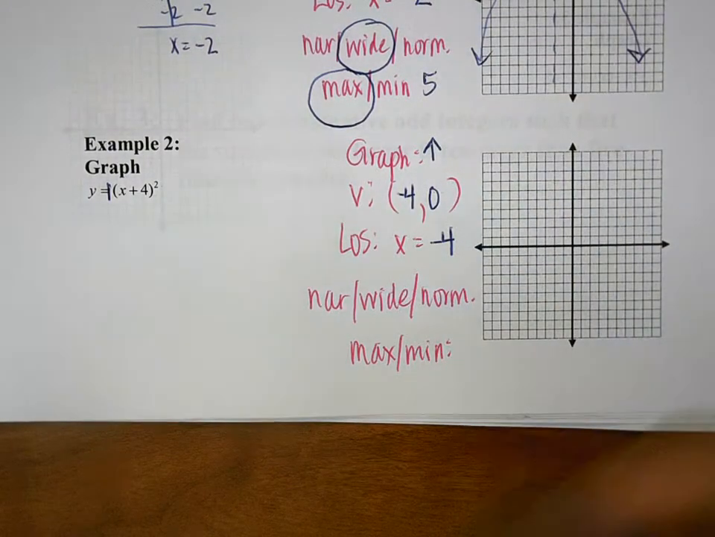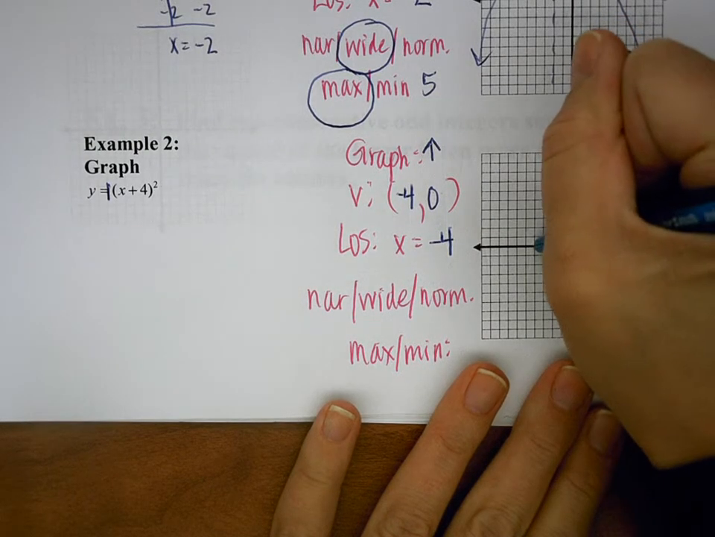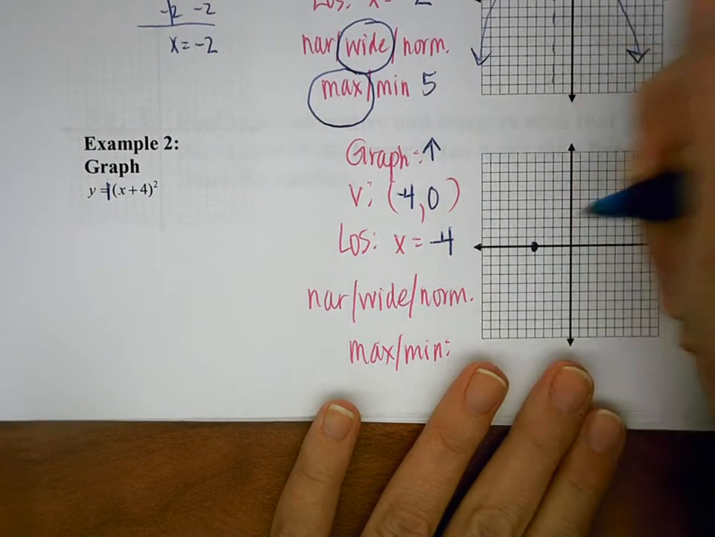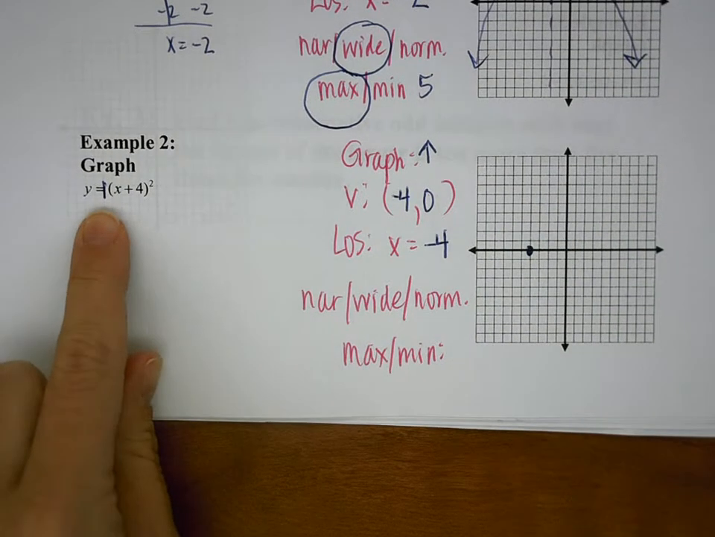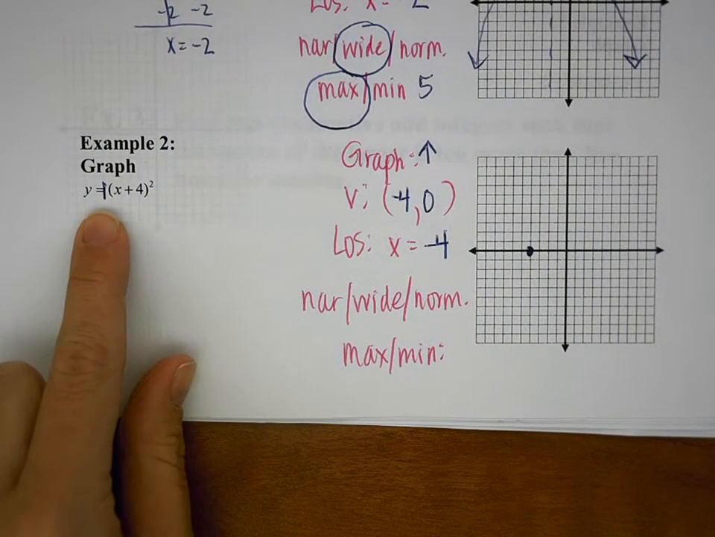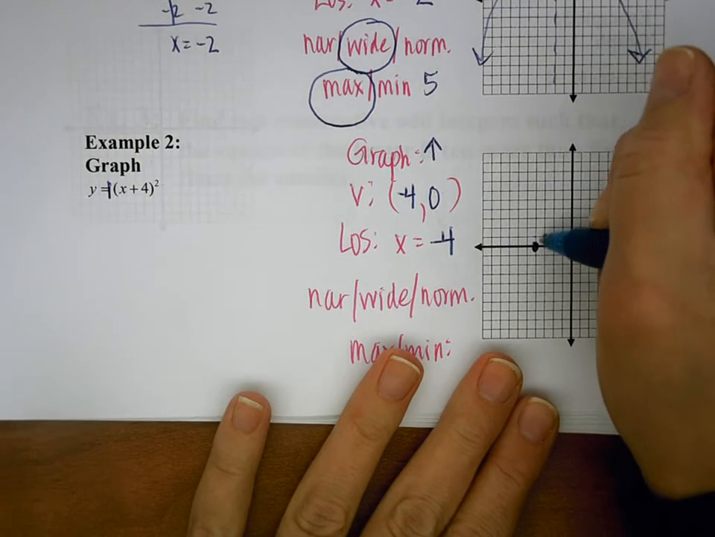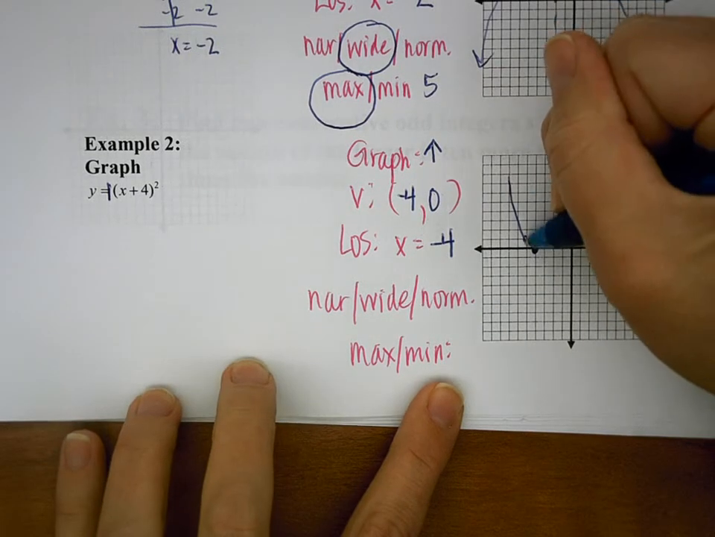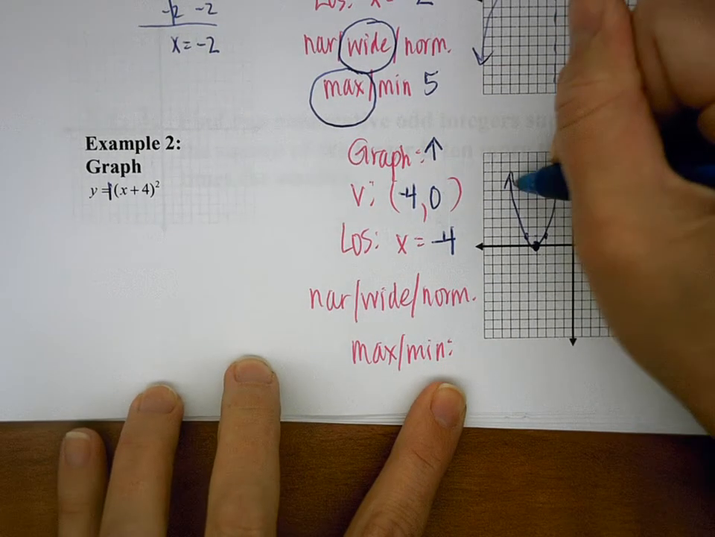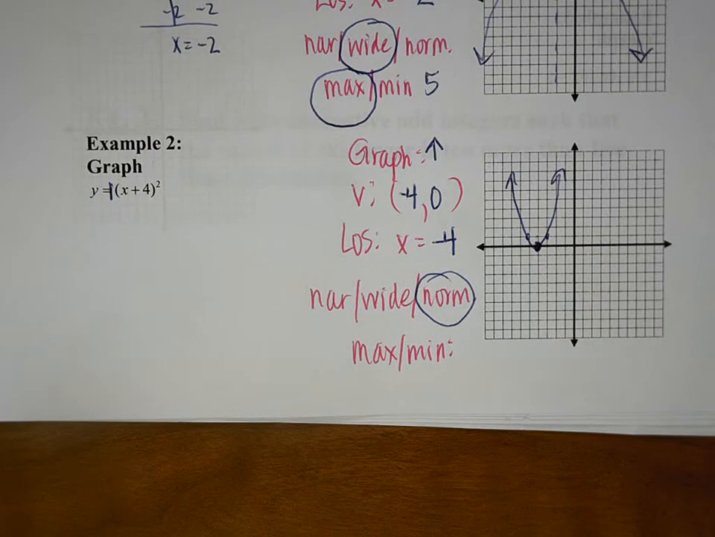So we are going to go left 4, 1, 2, 3, 4, and we're going up 0. So we just make a point there at -4, 0. So if this slope here in front, if it's 1, what is that as a slope? 1 over 1. And it's going up, so we'd go up 1, right 1. And so this is just a normal slope. It's not narrower or wider, it's just kind of average.